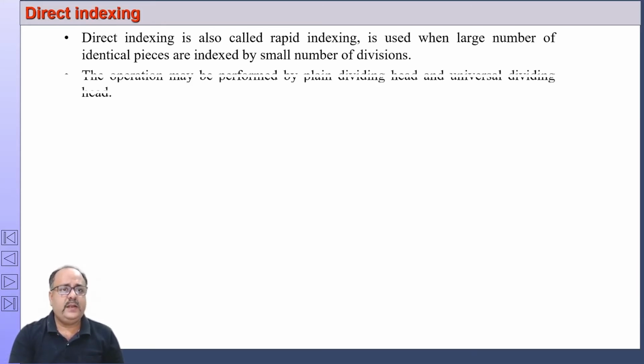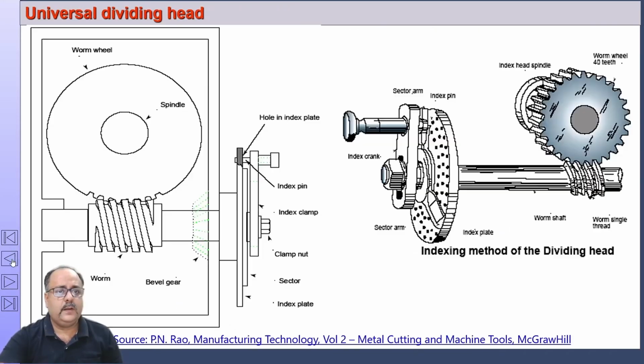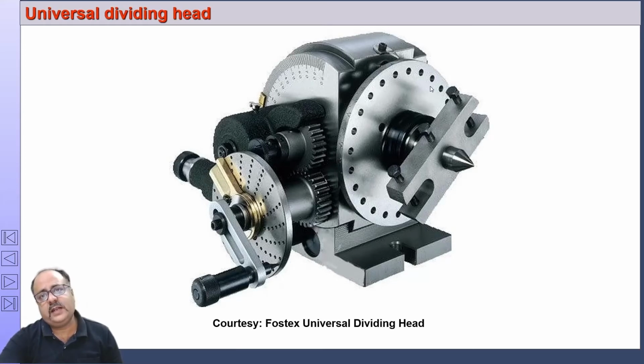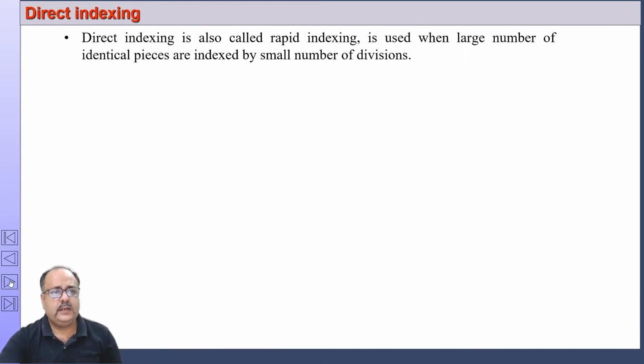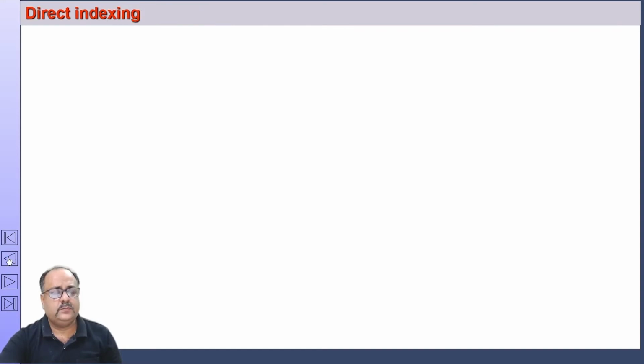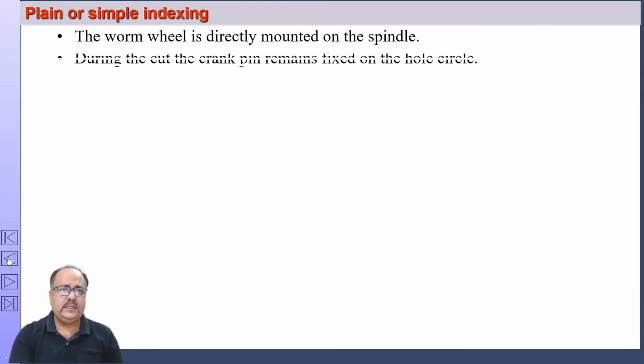So, direct indexing. If you look at this plate, it is used for direct indexing, and you can notice that there is a plunger here. The plunger can be fixed at any particular hole and you can do the work. Normally there are 24 holes, so the factors of 24 can be divided using this plate. It is directly mounted, locked, and rotated by the number of divisions. So 24 by n is the formula for direct indexing. For other numbers, we can use plain and simple indexing.